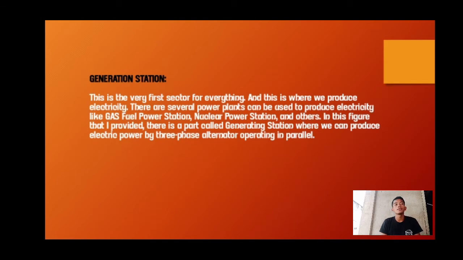Generation station. This is the very first sector for everything, and this is where we produce electricity. There are several kinds of power plants that can be used to produce electricity, like gas fuel power stations, nuclear power stations, and others. And in this figure there is a part called the generating station, where we can produce electric power by three-phase alternators operating in parallel.